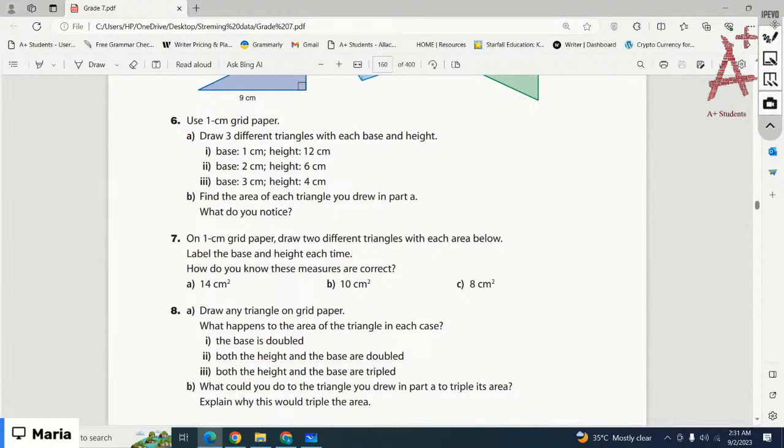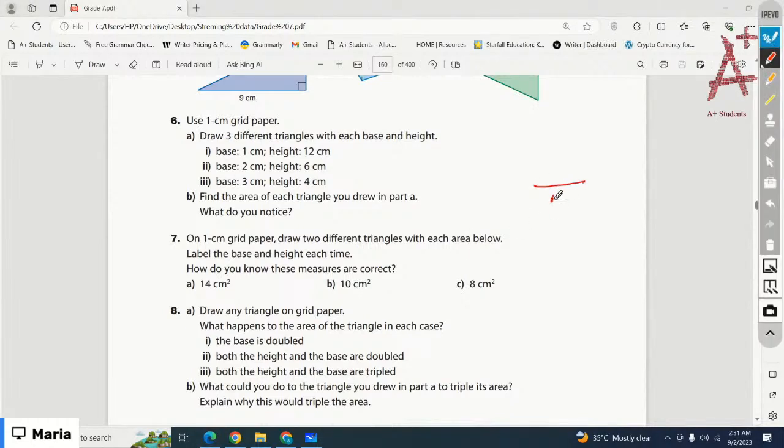The first one you can draw is like this. This is 1, this is 12 centimeter, and the triangle is like this, right? The height is 12 centimeter actually. The other one you can draw like this. This one is 1, this one is 12, right? And the other one you can draw is like this, right?